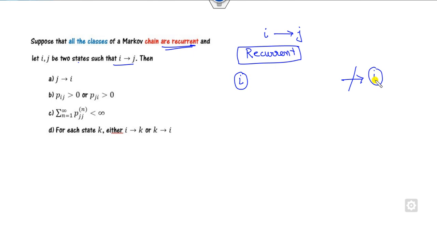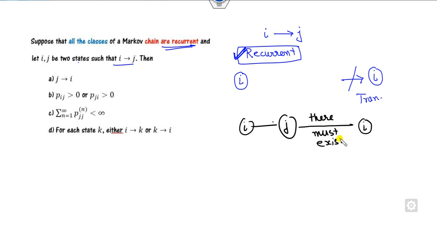But in this example, what is given to you? Recurrent is given to you. It means if you start from i, you must come back to i. And given that i goes to j, it means there must exist one path from j to i as well. Then this must be satisfied. Here it says Pij is greater than 0 or Pji, this is because of the OR, but it must be the AND. So that's why this is not satisfied.